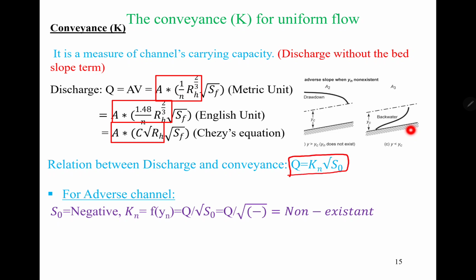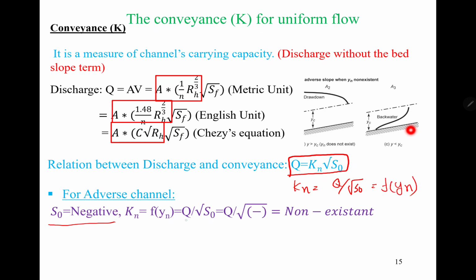If you can remember, we discussed a little bit about the conveyance, K equals K_n times square root of S naught. S naught is the bed slope here. Now for an adverse channel, that S naught is actually negative, right? Because it's negative, it's going against the direction of flow. If you rearrange this equation, it will be K_n equals Q over square root of S naught, so S naught and Q are one function of y_n.